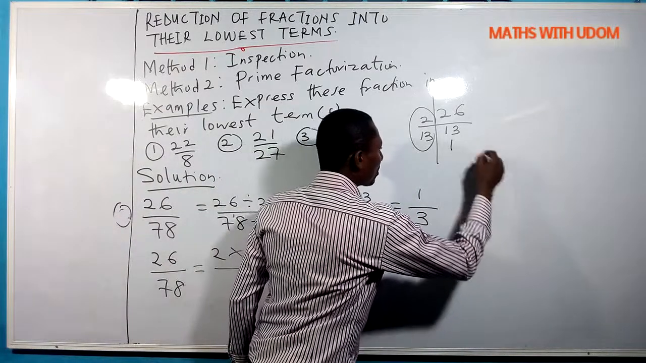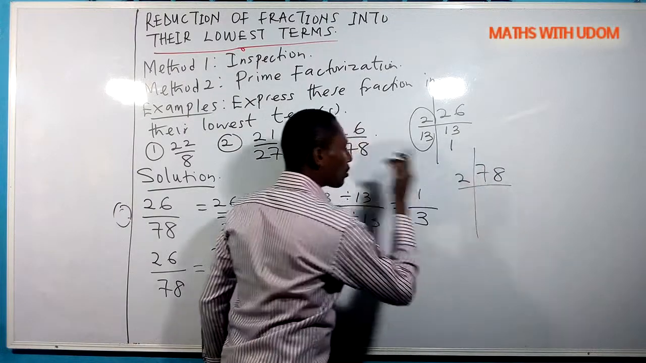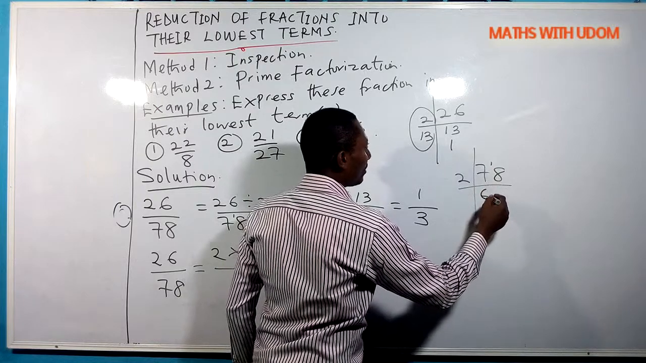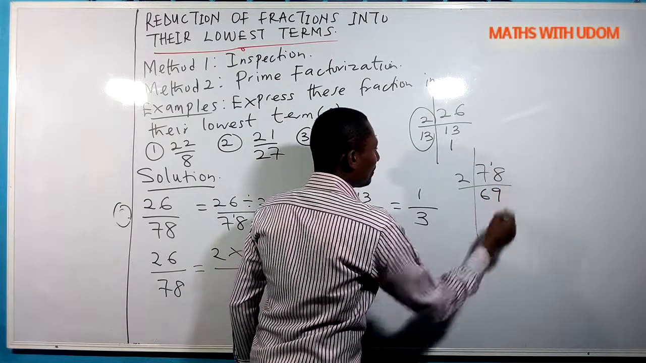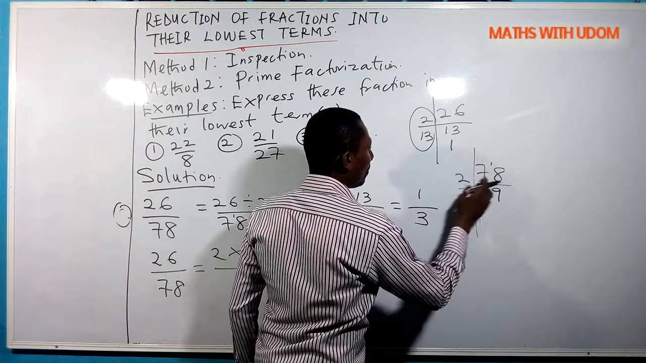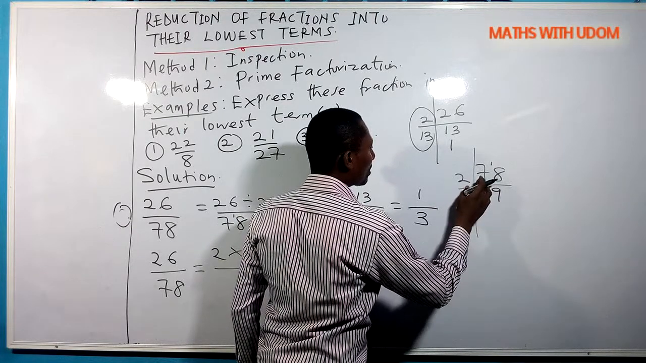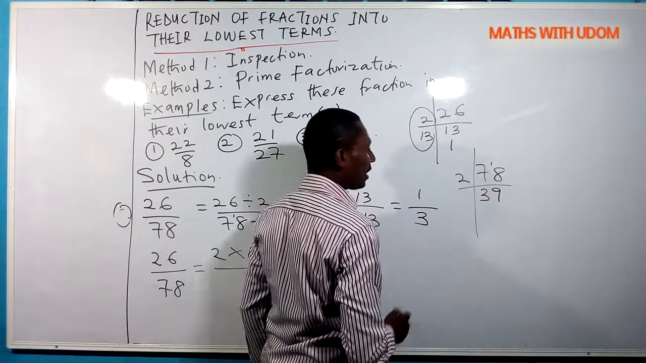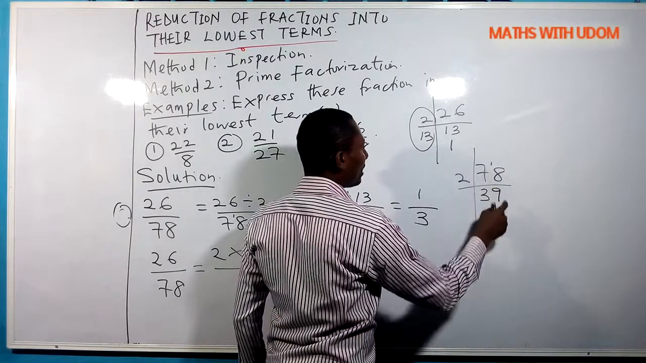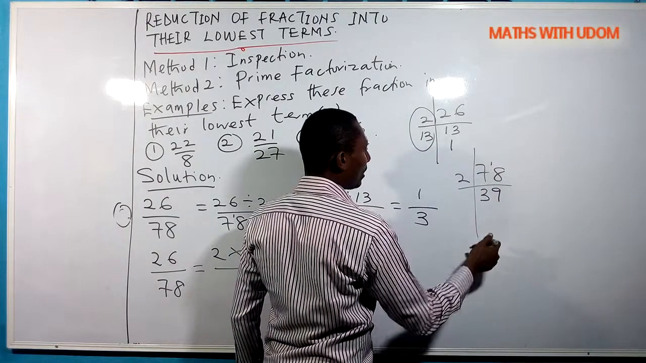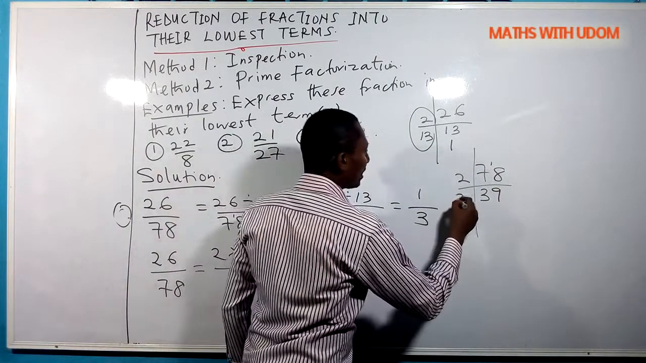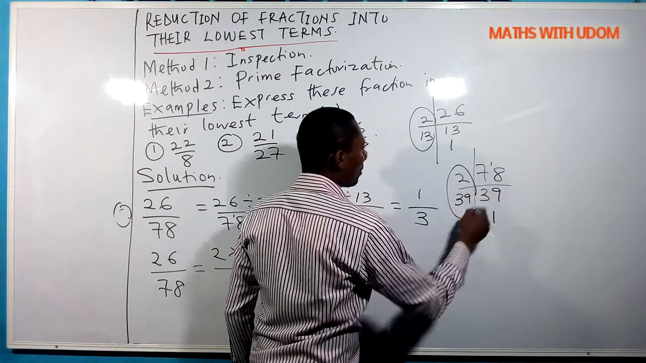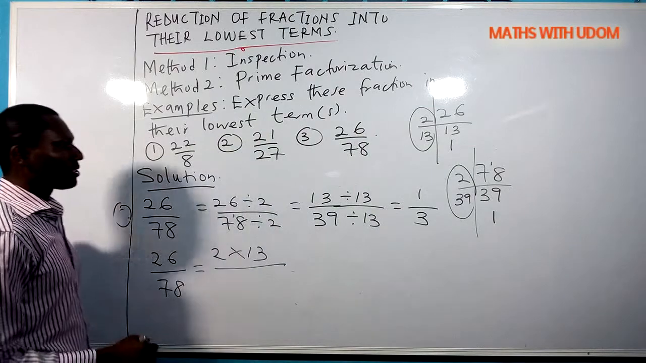Let's get the prime factors. How many 2 can go in 78? 39. How many 3 can go in 39? 13. What can go again? 13 in 13, 1. So the prime factors are 2 times 3 times 13.